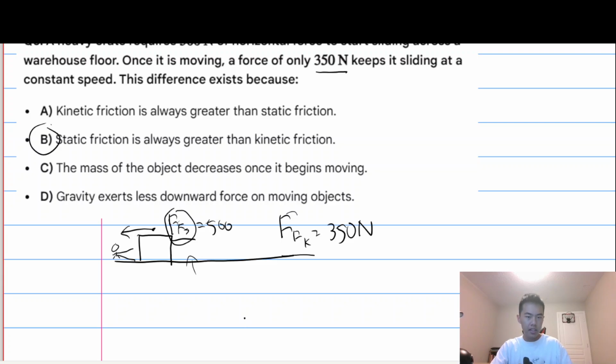The other ones don't make sense. Like gravity, this doesn't make sense. Gravity stays the same. The mass of the object decreases once it becomes moving. That's just not true. And this one is not true.